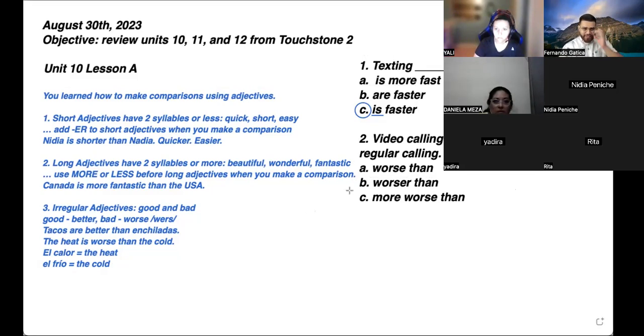More worse than? More worse is not correct. And worser. I hear my friends say worser, but it's not correct. A lot of native English speakers will say worser. It's not correct. So if you make the mistake, well, they make the mistake too. But just be careful with that. Be careful with it. All right.